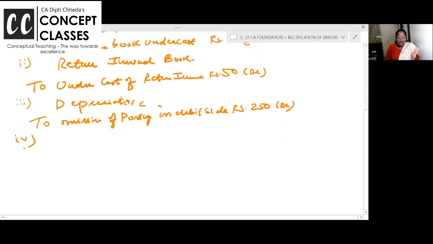Fourth one, a payment of 75 for salaries has been posted twice to the salaries account. Now what is the nature of the salary? Debit. So it has been debited twice, 75, instead of one debit. So whatever is the extra debit, to nullify that, can you credit it? Answer is yes. So do it.